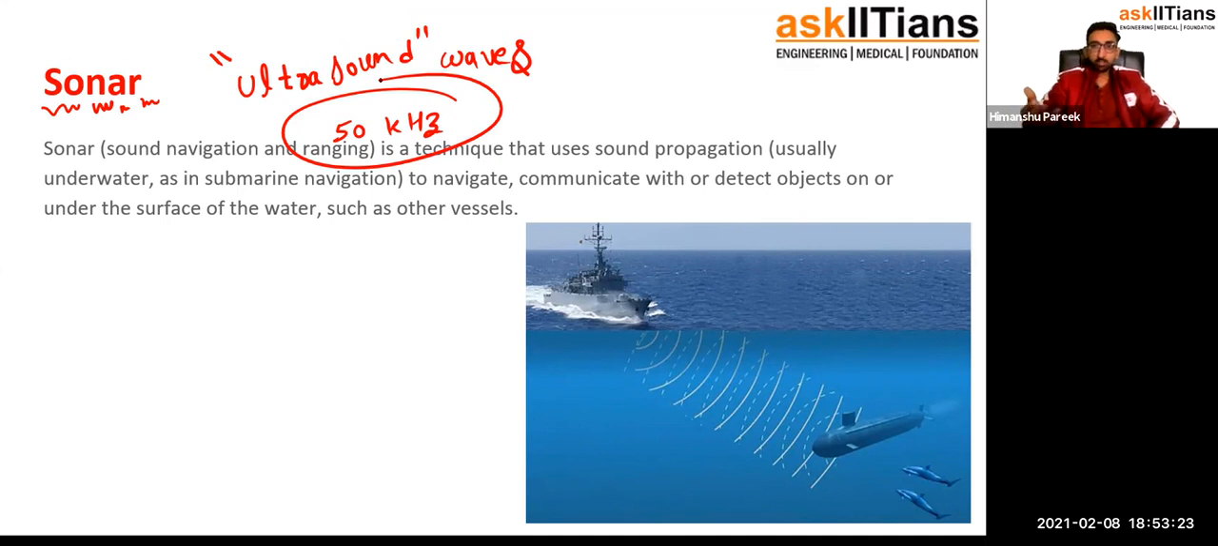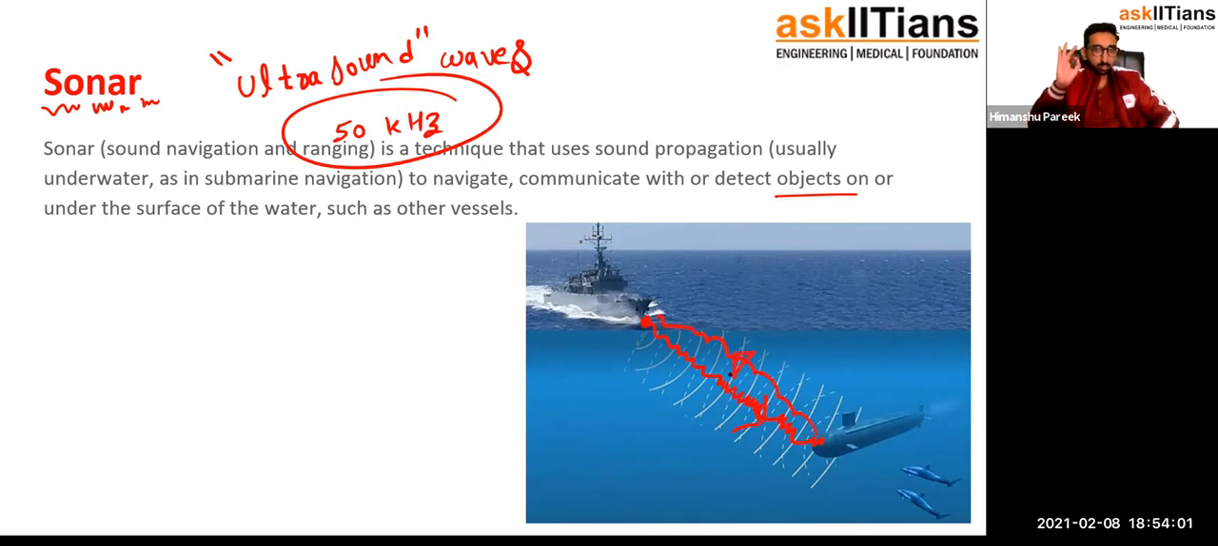Now, how does it work? Very simple. Again, reflection of sound wave. Suppose here you want to detect objects underwater, let's say an enemy's vessel or something is there. If you want to detect it, what will you do? This is the sonar basically. Here you have fixed the sonar. It will send a wave. It will not reflect in between because there is no obstacle. And now it will hit here. And after this, what will happen? It will come back.